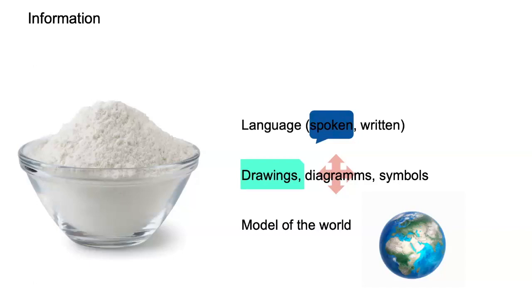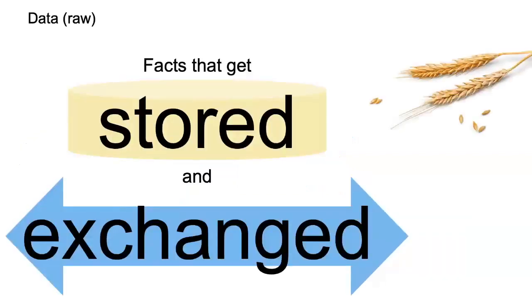Can be language, written or spoken. A recording, for example, can be drawings, diagrams, symbols, models of the world, and so on. Physicists, for example, do that. And that's really something you could consider like some sort of material, like the flower that you see here.